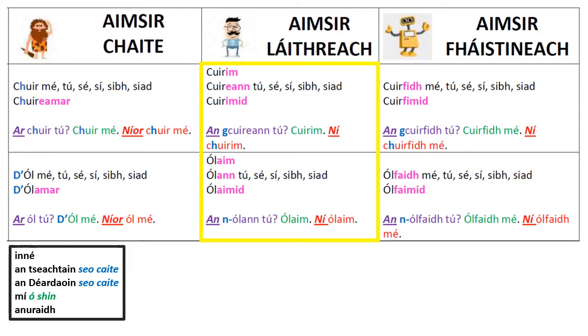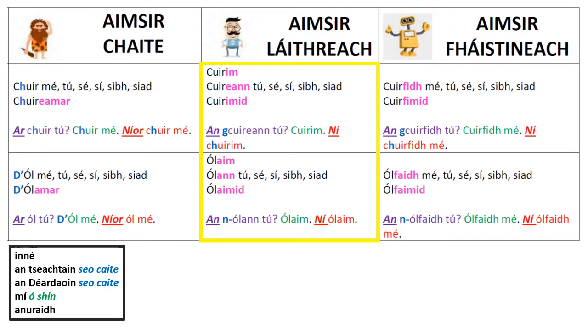If I wanted to write cuireann mé, if I wanted to write that instead of saying cuirim, that would be allowed. That's okay. You can do that, but most of the time you would say cuirim. So I've cuirim for me, I've cuireann for all the others, and then I've cuirimid for we. Okay? Cuirim, me, cuireann for everyone else, and cuirimid for we.